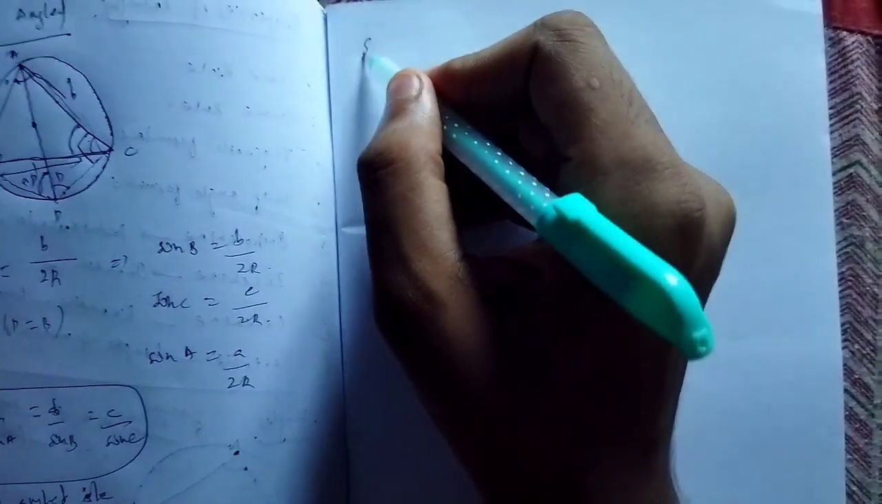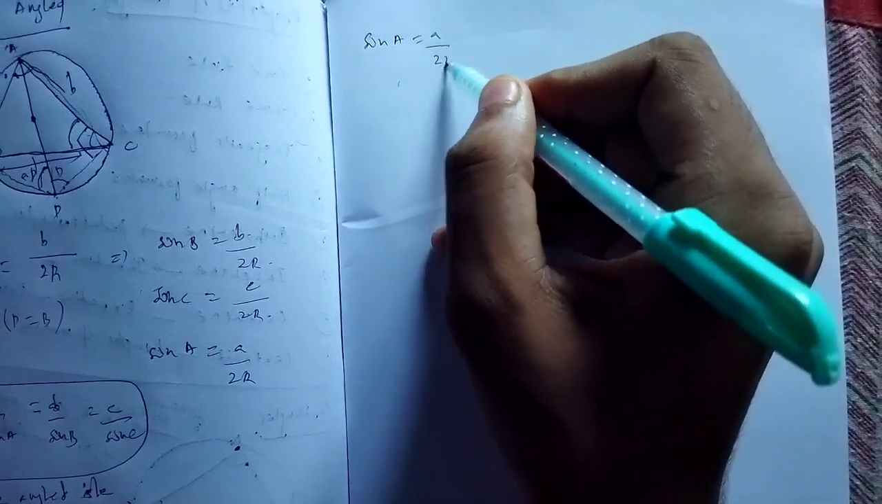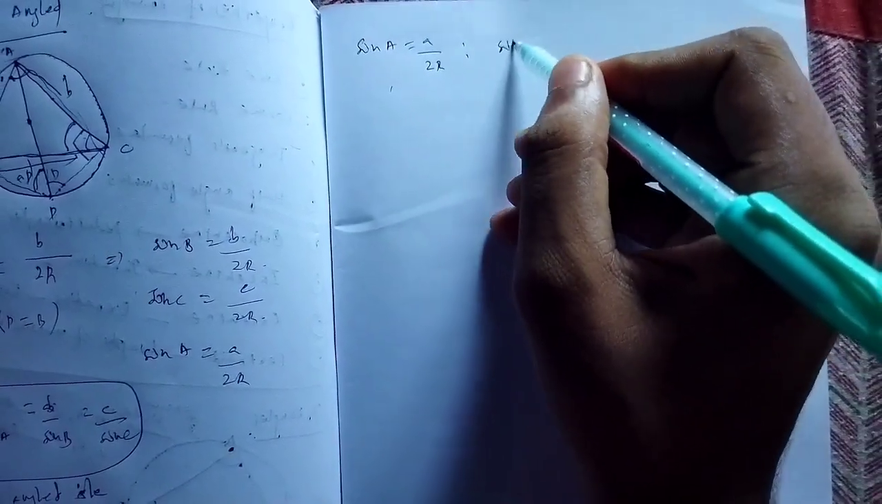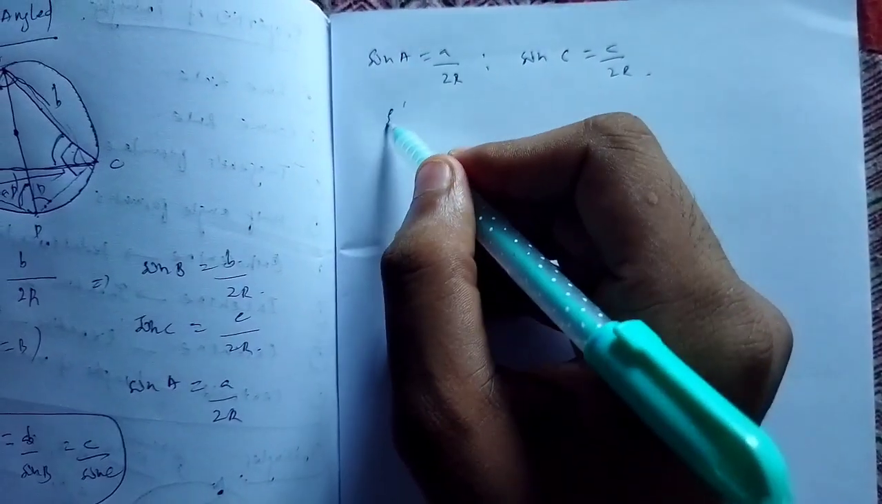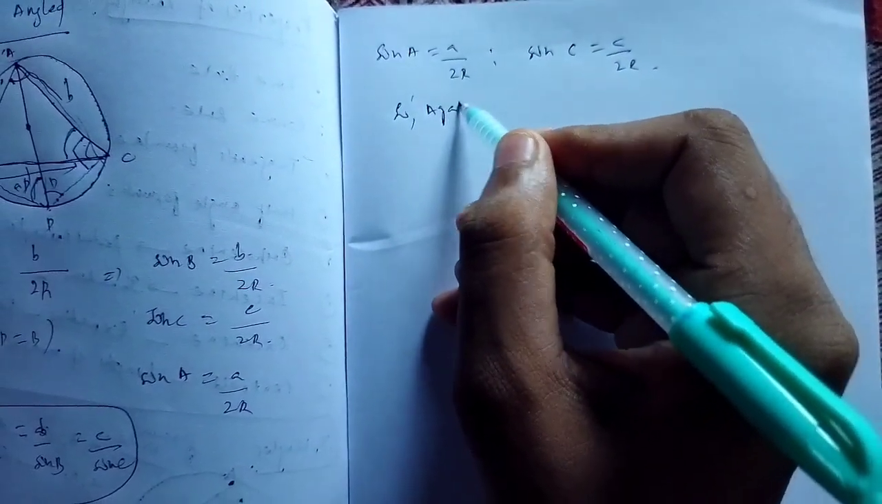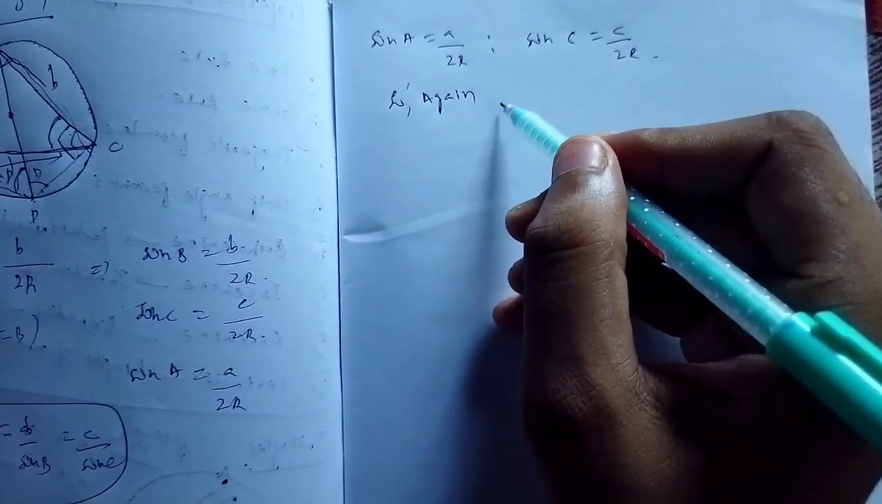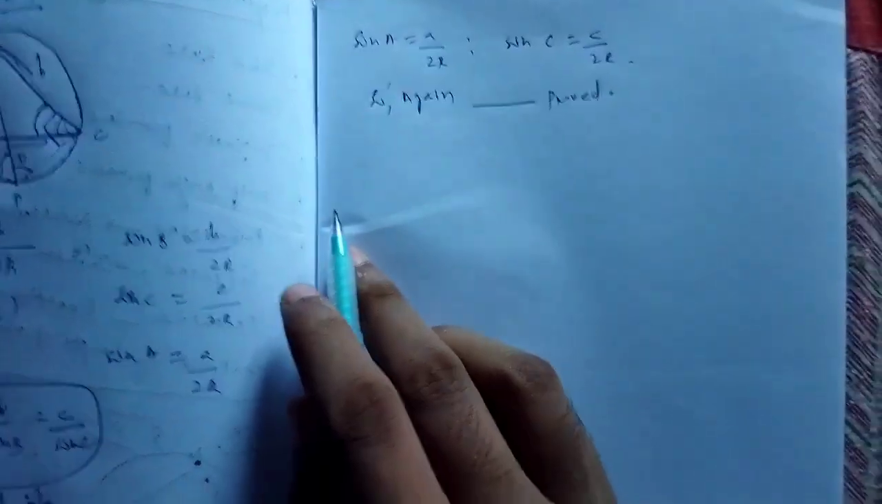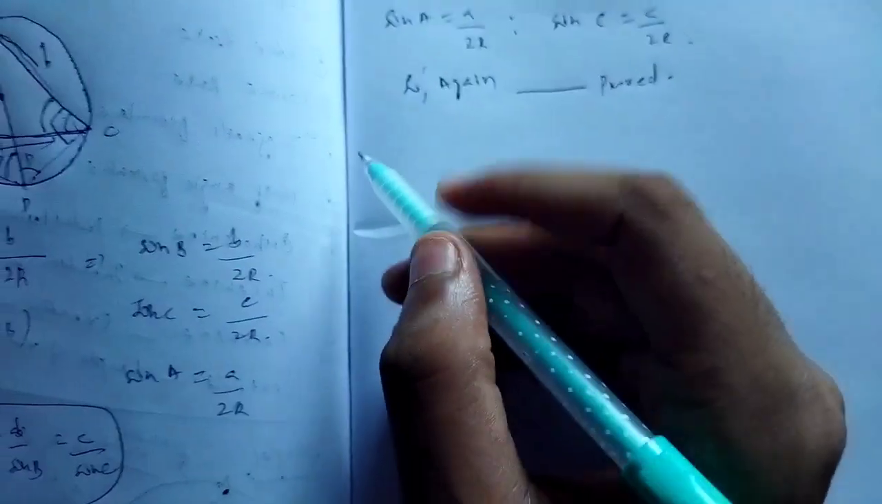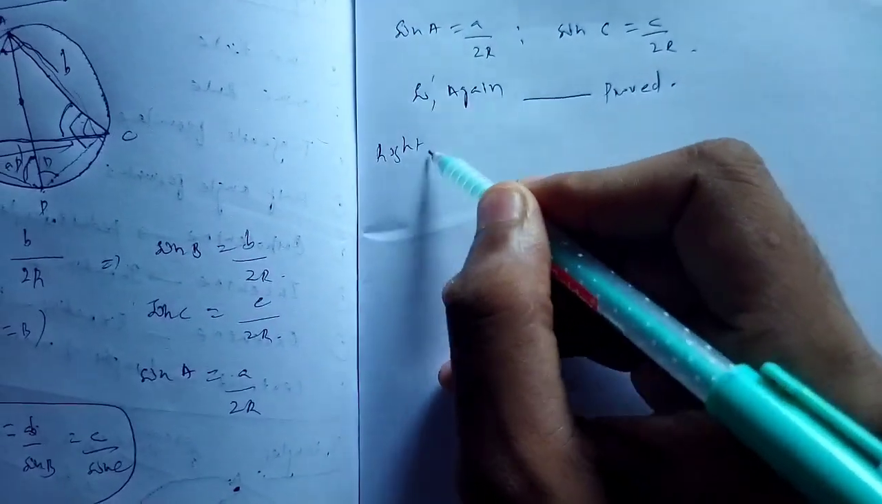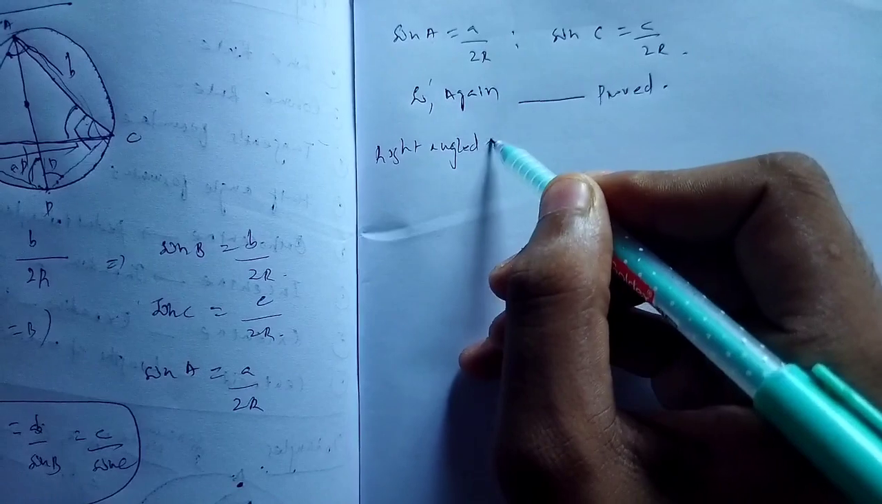Similarly, we can prove sine A equal to a by 2r and sine C equal to c by 2r. So again, a by sine A equal to b by sine B equal to c by sine C equal to 2r, and it is proved in the case of an obtuse angle triangle. Let's get into the right angle triangle. You can prove again.